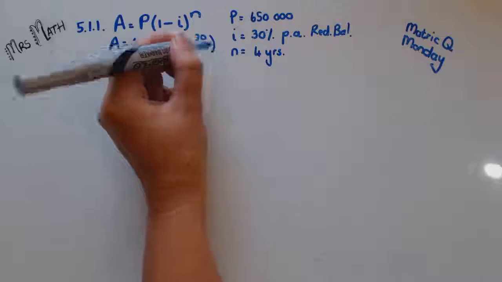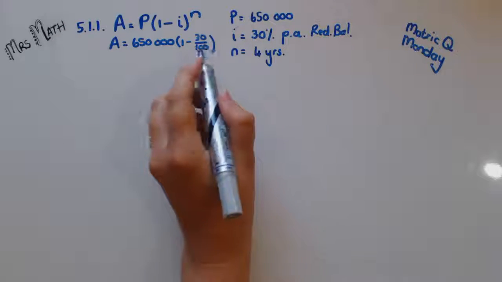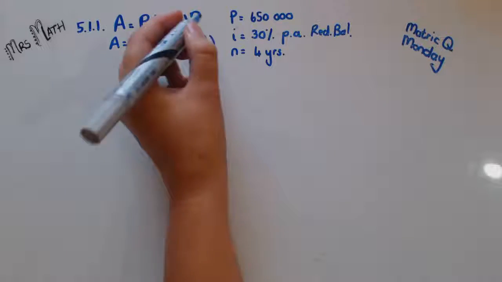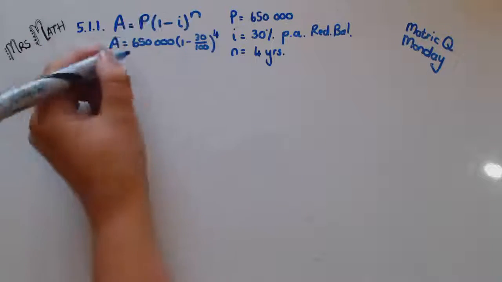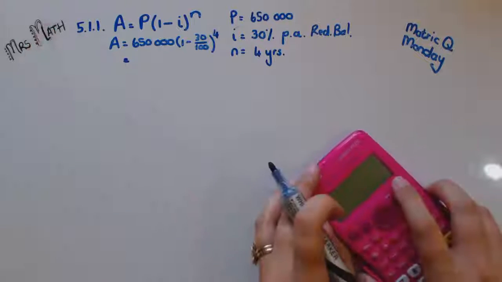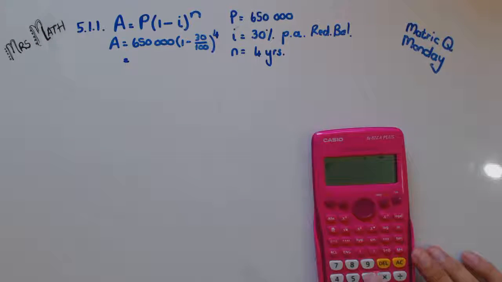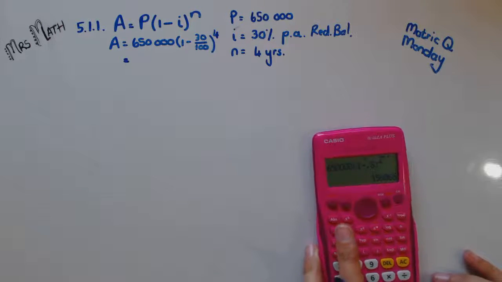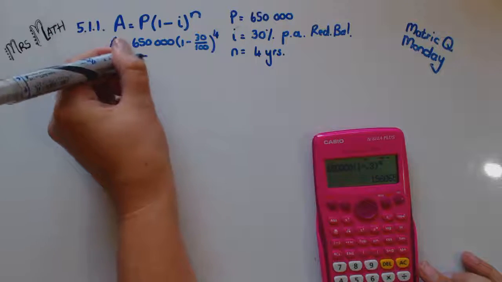Just be careful when you enter the percentage: put it over 100 or put 0.3, and not 30, to the power of 4. I can just put this into my calculator and it gives me 156,065.